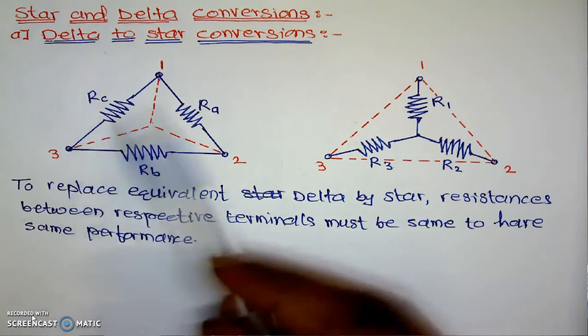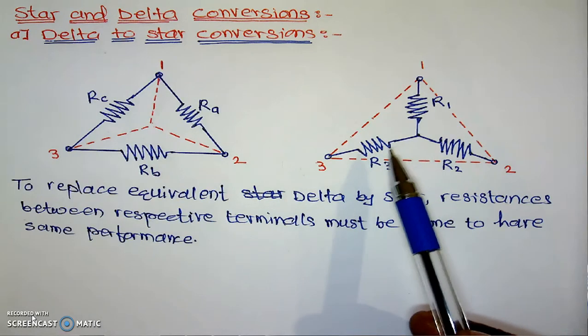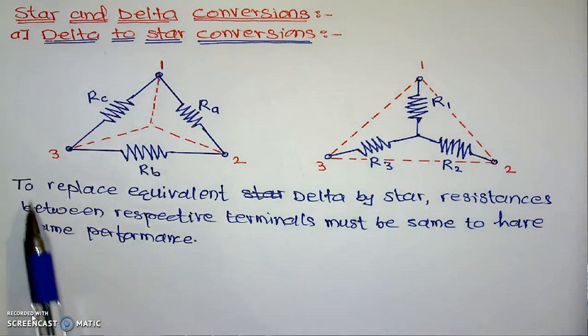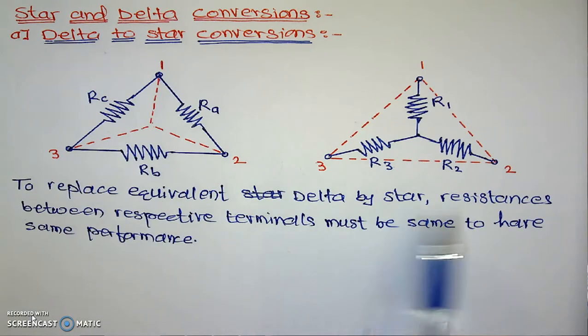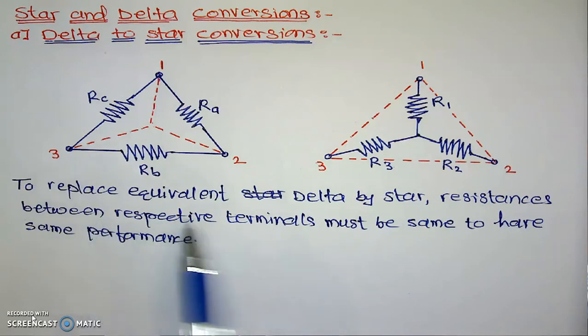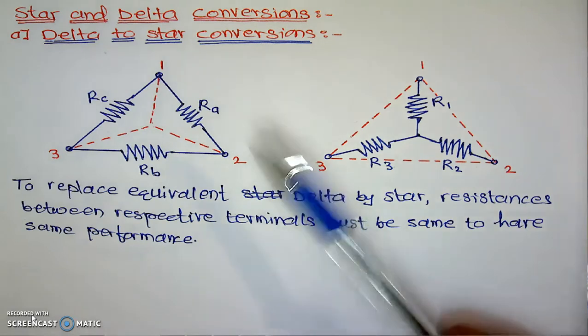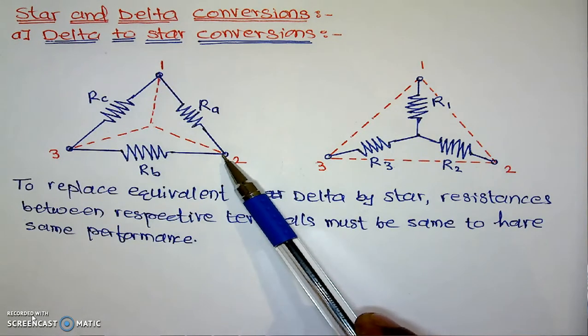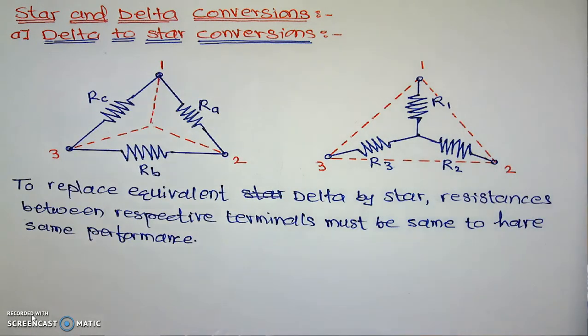Given a delta, we want to convert it into its equivalent star. Now I have made a statement here. To replace an equivalent delta by a star or vice versa, the resistances between the respective terminals must be the same to have the same performance, because if we replace delta by star or star by delta, the performance of the circuit should not change. That is the motto. For such a case, the resistance between terminals 1 and 2 of the delta must be the same as the resistance between 1 and 2 of the star, and similarly for the others.